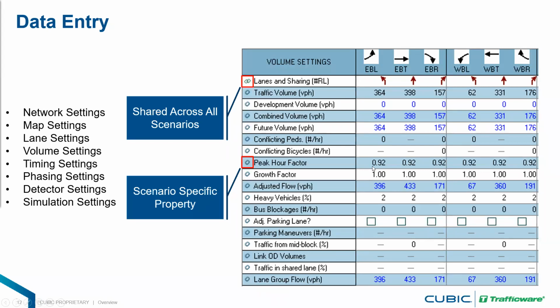For example, peak hour factor. In one scenario, you could have peak hour factor 0.92. In another scenario, you can have peak hour factor 0.95. Okay, so all the other parameters are scenario parameters. So whatever you change in one scenario, it will not affect your other scenarios. But in the shared case, if you change it in one scenario, obviously it will actually affect your other scenarios. Okay.